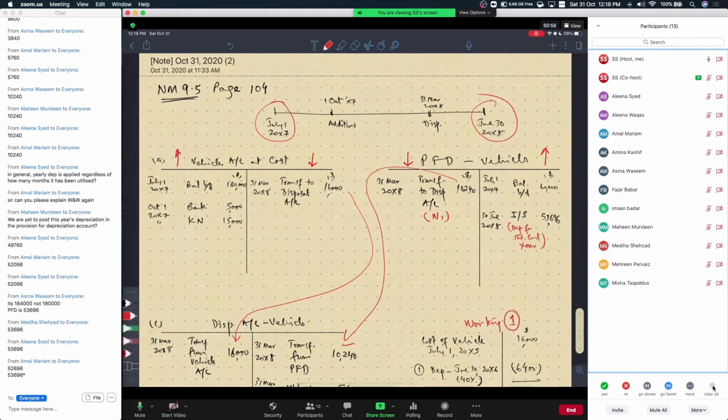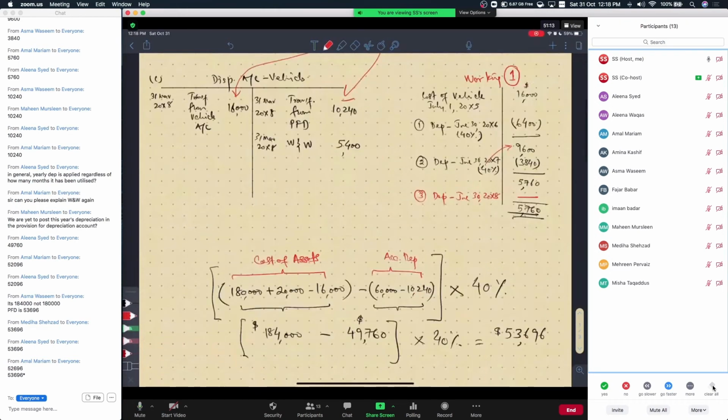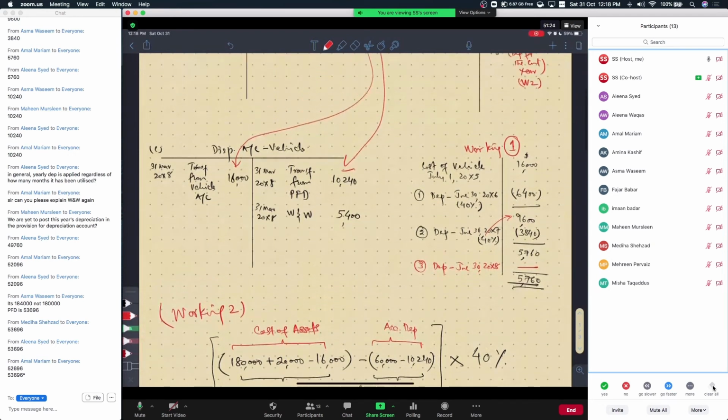Sorry, my font size is very small, but hopefully you can read it clearly. And I am also going to give a working reference here. Working 2. This is our second working. You'll be provided spaces for the workings in the exam question paper wherever you are doing this. So this is your working 1. This is your working 2.